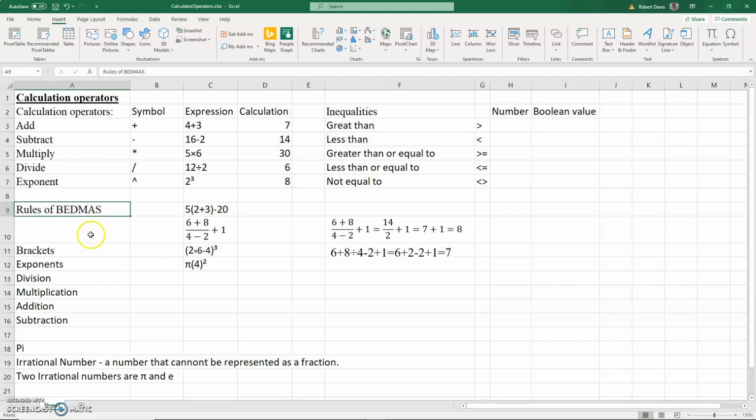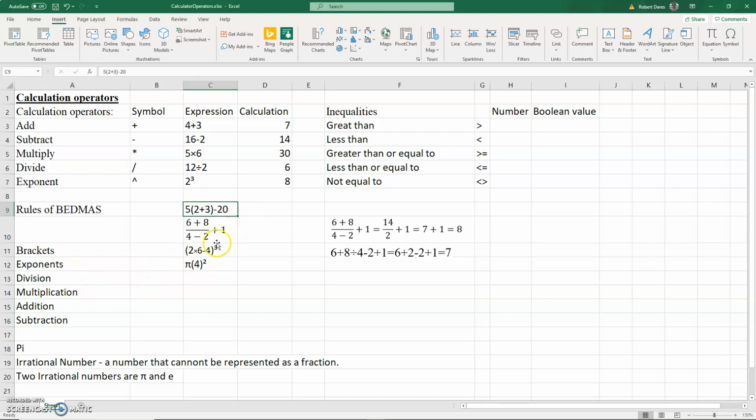Rules of BEDMAS. Well, it could also be represented as PEDMAS with a P. Generally speaking, in mathematics, we'll look at this as the order of operations in which something is done. You will do the stuff inside brackets first, then exponents, then division, then multiplication, then addition, and then subtraction.